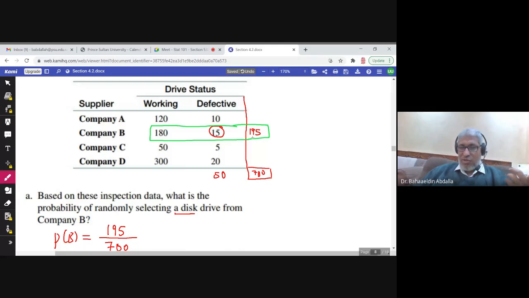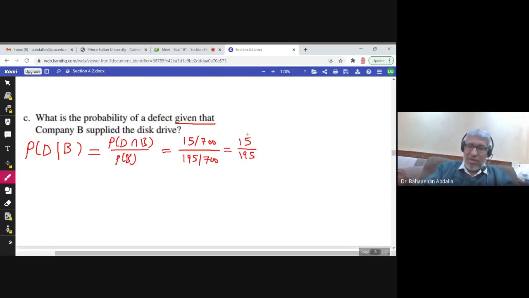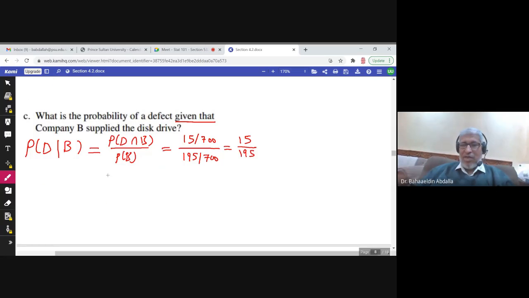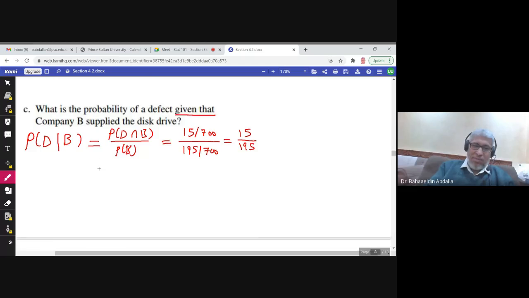And what do you want to know? How many defectives? What is the probability that it is defective? So you divide 15 by 195. You will get the same answer. So in fact, you can immediately write 15 over 195. This is accepted because it is also the probability of D given B.